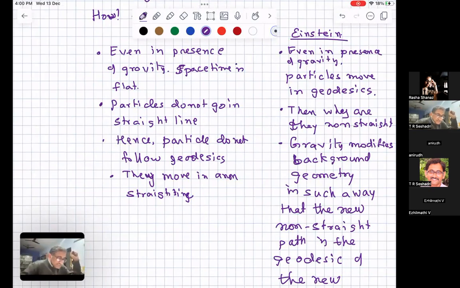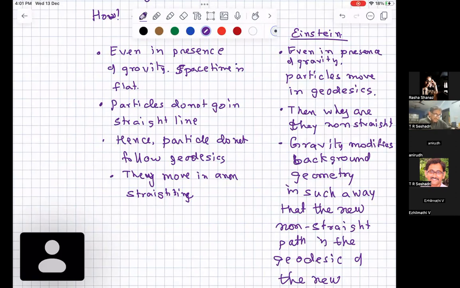Then the question is, why is it non-straight? Then he said, just like on the surface of a sphere, a geodesic itself is a curved line. He said that gravity modifies the background geometry in such a way that the new non-straight path which the particle is following is actually the geodesic of the new geometry. And hence it is still going in a straight line concept.